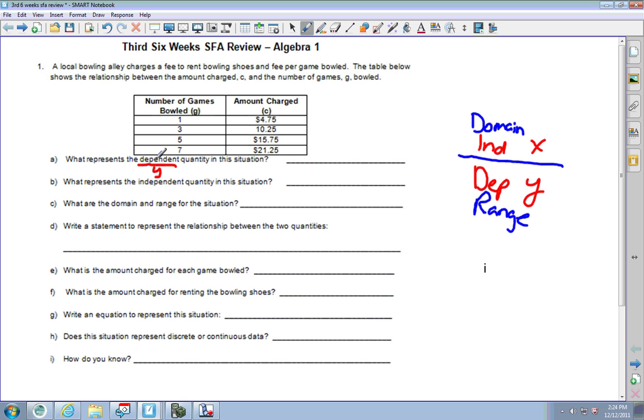So up here, the dependent, the end result. After you go bowling, what's the end result? The end result is the amount charged. Here's the x, here's the y. So the dependent quantity is amount charged. The independent is the x. That is the number of games bowled.